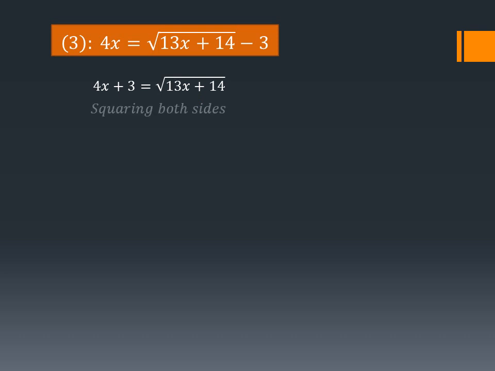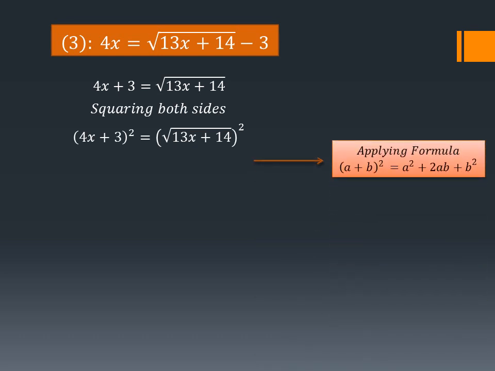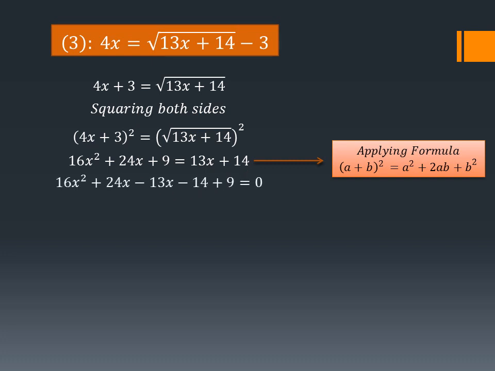Now the next step is the same. We will take the square on both sides. Taking the square of both sides, again we will apply the formula to one side, and the other side will get cancelled with the square and root. Applying the formula to (4x + 3)², we will get 16x² + 24x + 9, and cancelling the root with square, we will get 13x + 14. This 13x + 14 will go to the left side of the equation and both the signs will be changed to negative. Equation will become equal to 0.